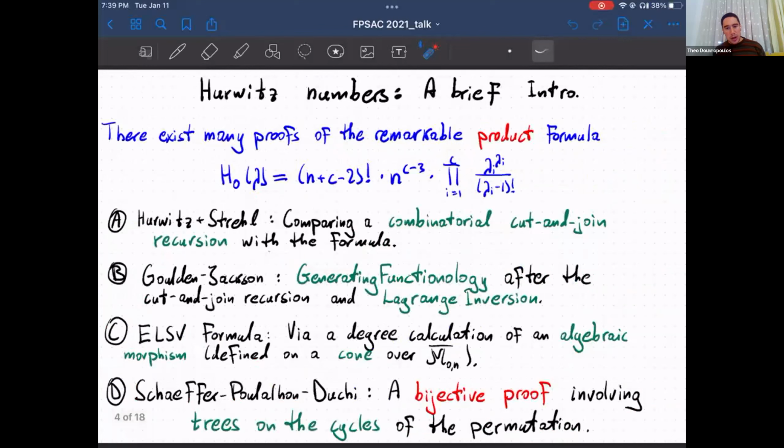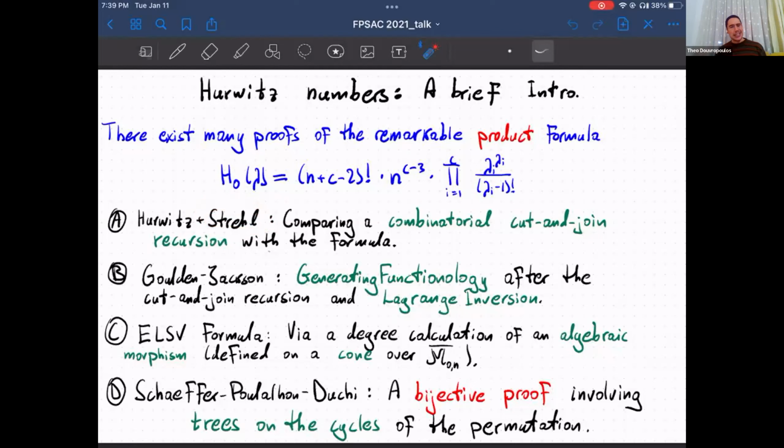Because I'm going to make a point that this is an interesting generalization, I want to advertise a little bit the fact that these Hurwitz numbers appear in a lot of different areas of math. So I'm going to provide evidence by saying, look at all these different methods that people have used to prove them. Originally, Hurwitz and Strel used a combinatorial cut and join recursion. It means that when you multiply by a transposition, you're either going to merge two cycles or break them apart. So this whole cut and join theory kind of originated in these ideas.